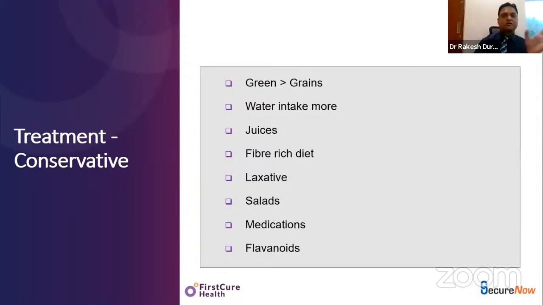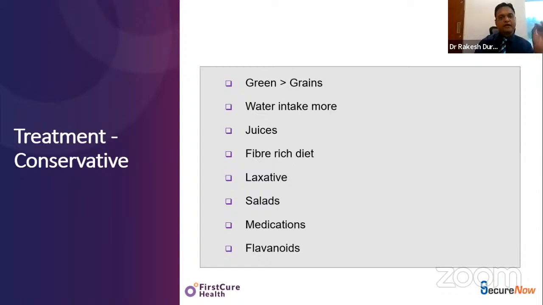Let's talk about the conservative management of hemorrhoids. I don't usually go ahead with the surgical part, because conservative management is the best treatment. Why? Because this is a lifestyle disease, and if you change your lifestyle, the way you eat and drink, the treatment is almost done just by that.